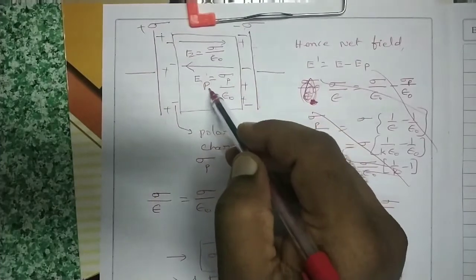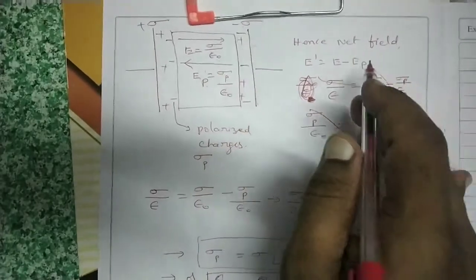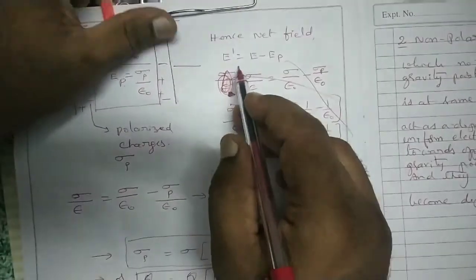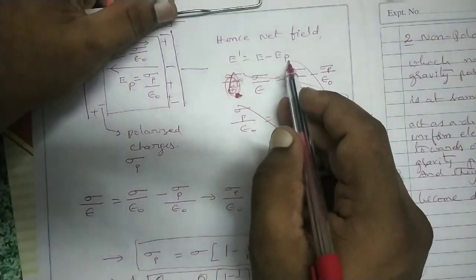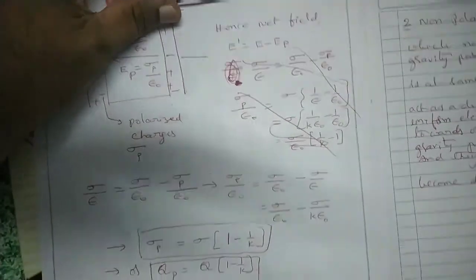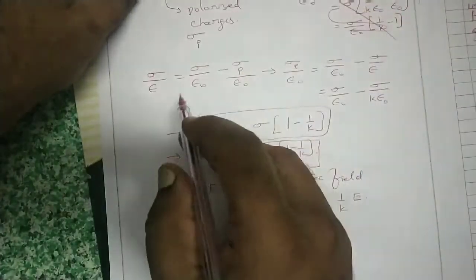This field is from right to left. This field is from left to right. So net field, how much? Net field E dash. If we check, E minus EP means what? Applied field minus field due to polarization. This equation we can write like this.